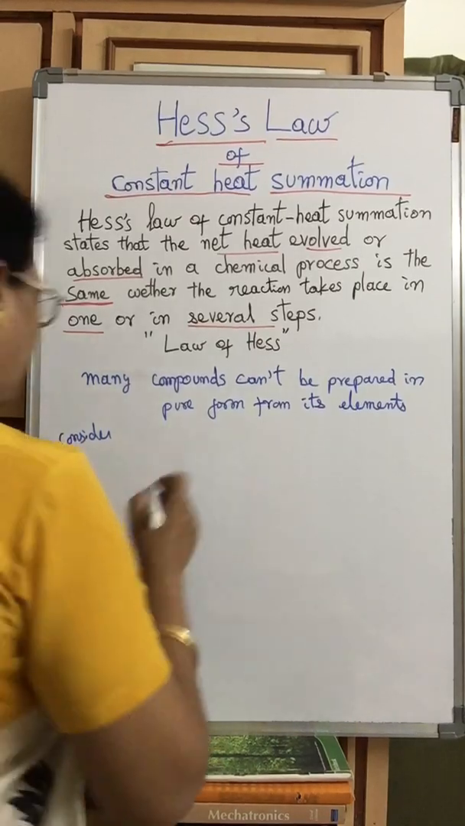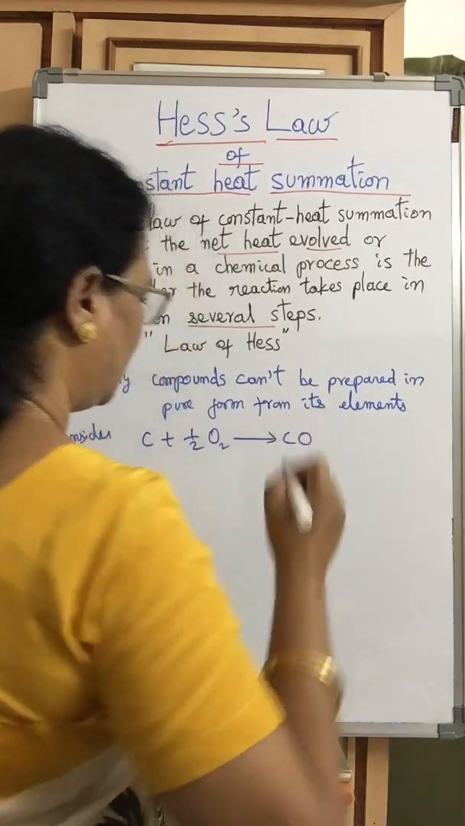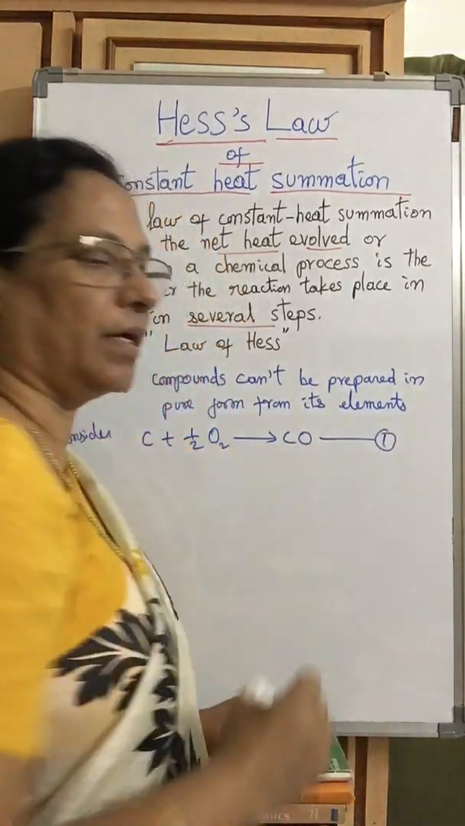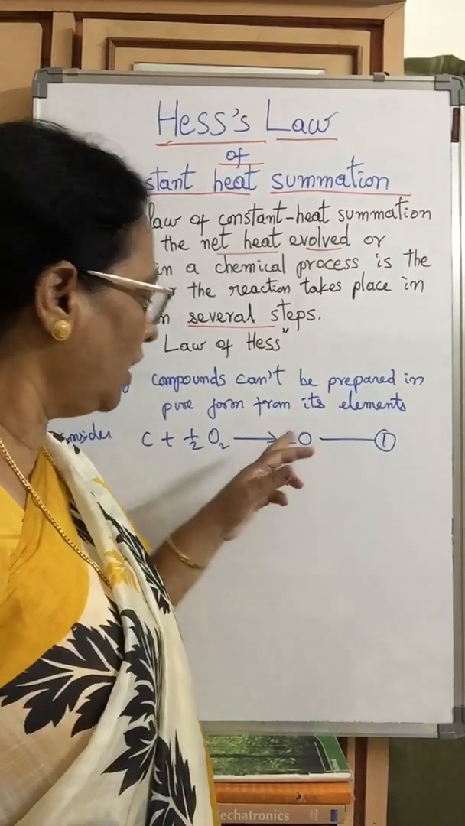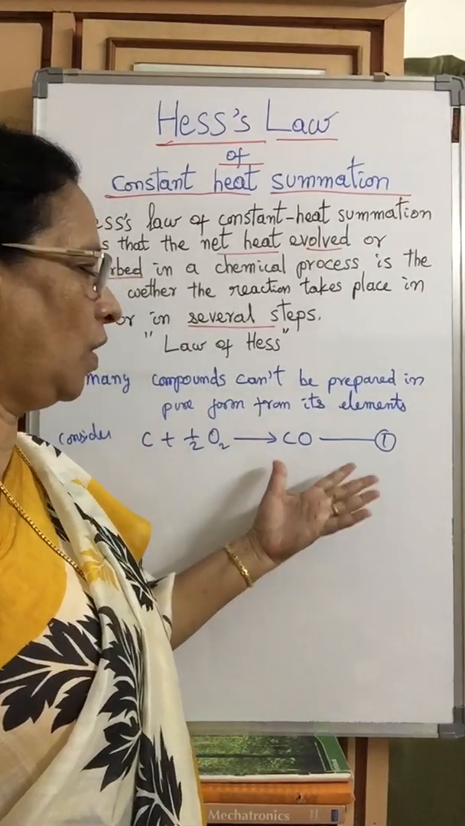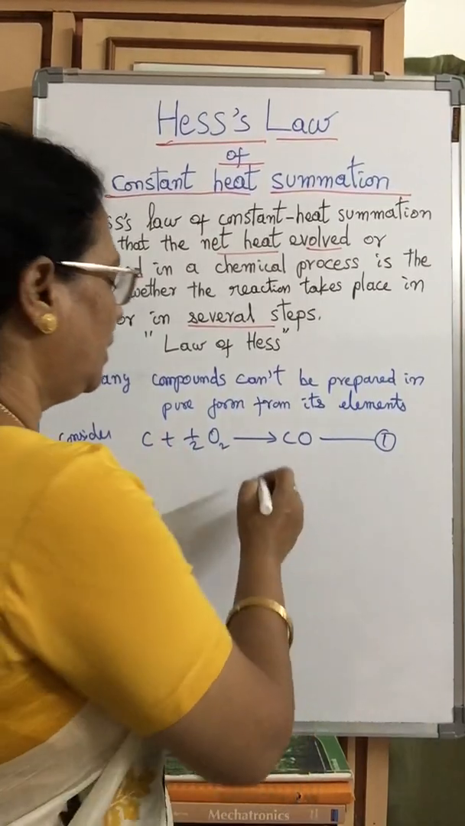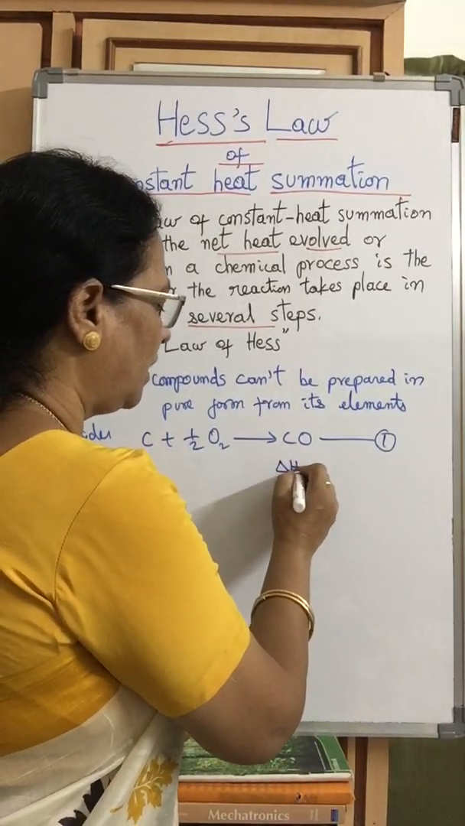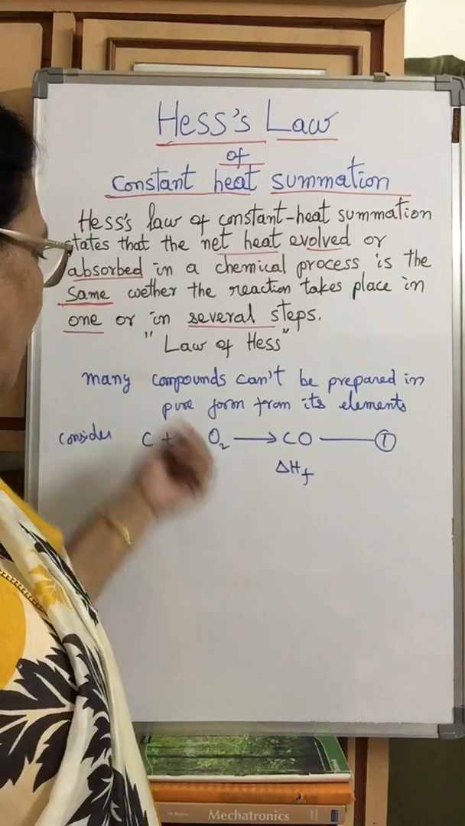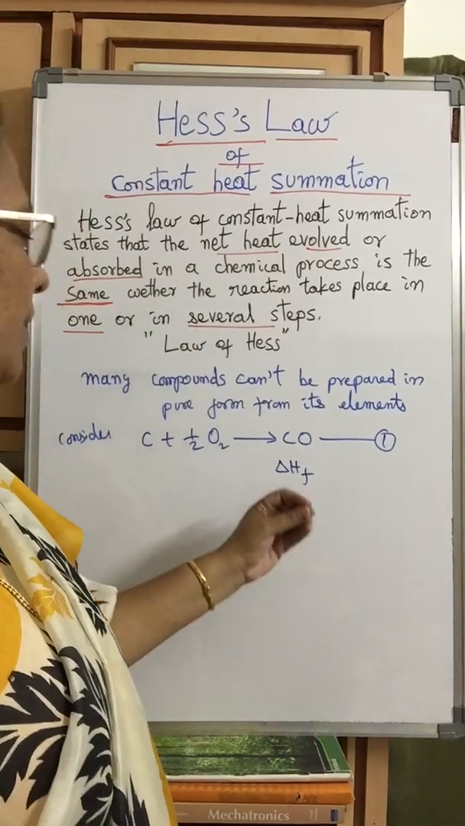heat of formation of CO, that is C plus half O2 gives CO. Okay, C plus half O2 gives CO. You just consider this reaction. In this reaction, 1 mole of CO is forming from elements only, C and oxygen. This is a graphite form only here. So from its elements, here you will have the change in enthalpy, which can be referred as delta HF. Okay, but what we are saying is here heat of formation of CO cannot be measured directly.